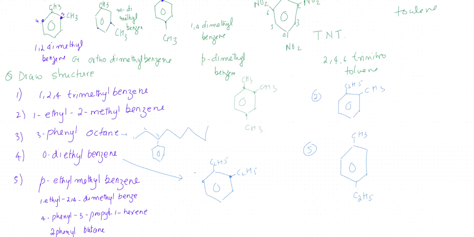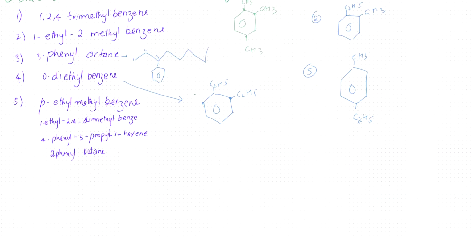1-ethyl-2,4-dimethylbenzene. How will you write this one? First draw the benzene ring. For 1-ethyl, anywhere you can write ethyl, so that becomes carbon number 1. 2,4-dimethyl. So this is 1, then this will be 2, a methyl group, and 4. So 2, 3, and 4. This is the 4th position. So 1-ethyl-2,4-dimethylbenzene.